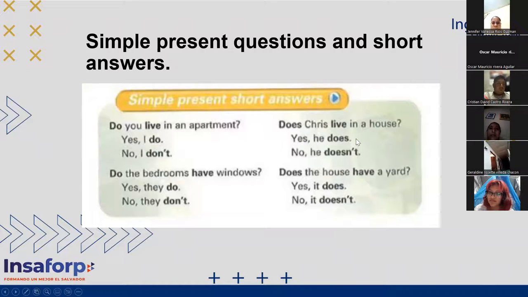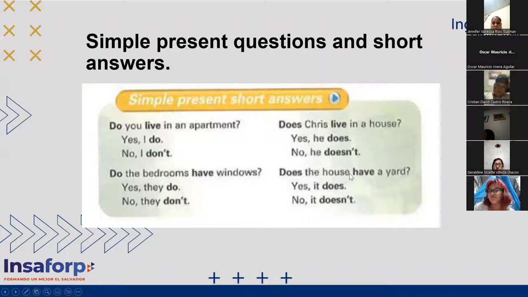Okay. This one, who wants to read that? Geraldine, do you want to help me to read this one? Does Chris live in a house? No alcanzo a ver la pantalla, se me corta. Yes, he does, and no, he doesn't. Okay, aquí responde la pregunta que hacía Jenny, okay? Después del do or does, ¿podemos escribir un nombre de persona? Yes, we can do that, okay?